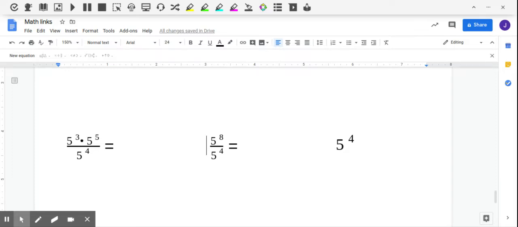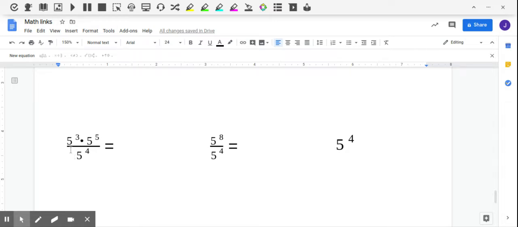I wanted to give you a couple of pointers on how to do the second half of lesson 10.3. What you're going to see if you look at this problem over on this side is that we have 5 to the third power times 5 to the fifth power divided by 5 to the fourth. It's more complex than what we started with, but it combines what we learned last week with what we learned today, which is the fractions.